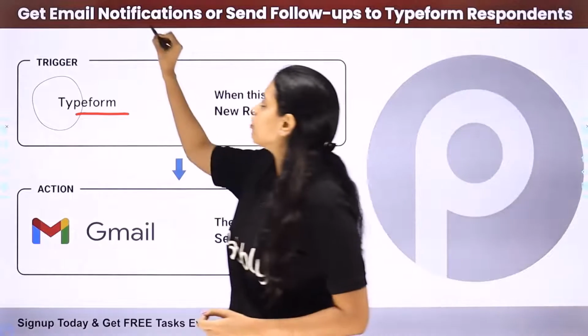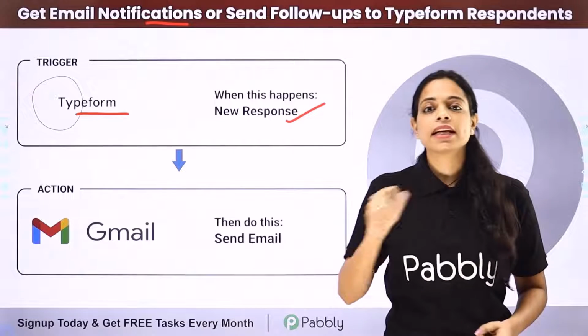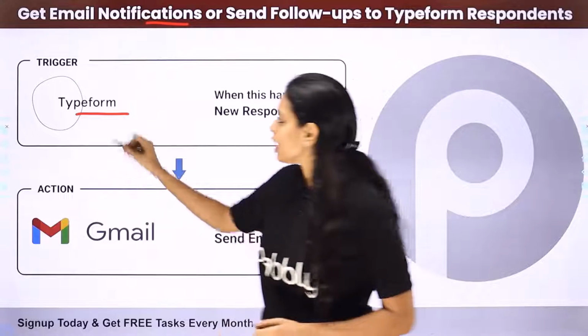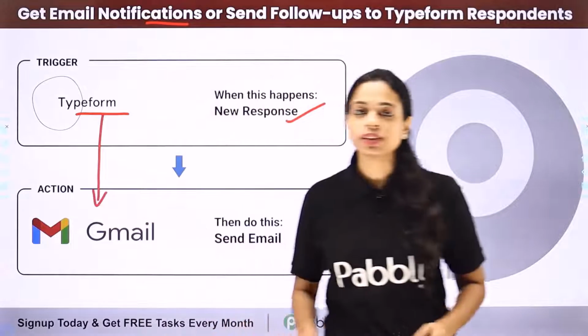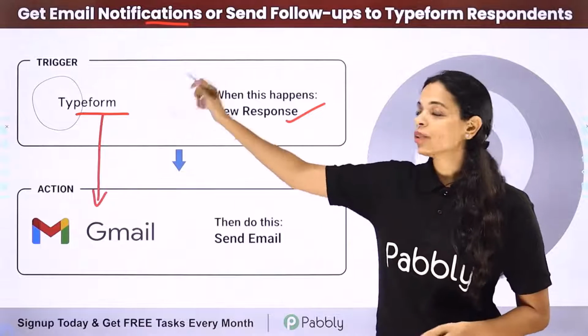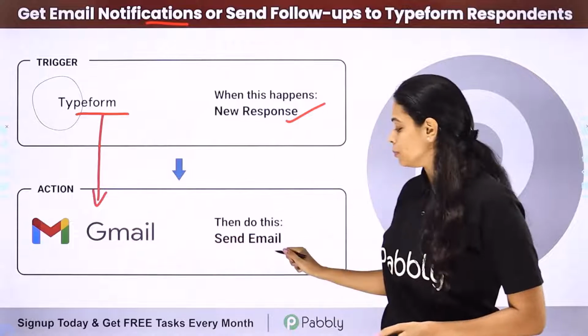So you want to notify the user about the response received as well as the admin about the new lead received. Now how can you do this? For this you will have to integrate the two applications, and the same thing can be done using Pabbly Connect software. Here your trigger application would be Typeform and your action application would be Gmail.